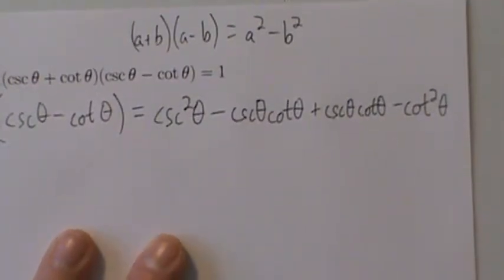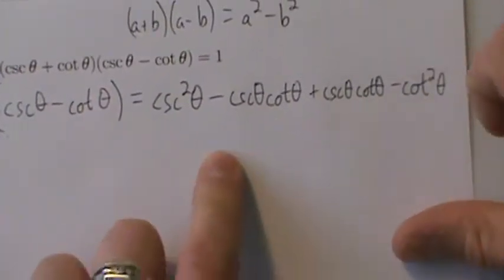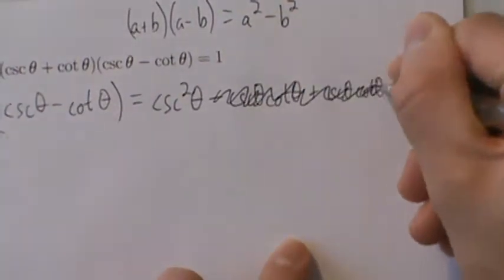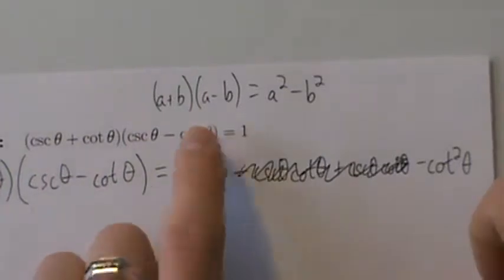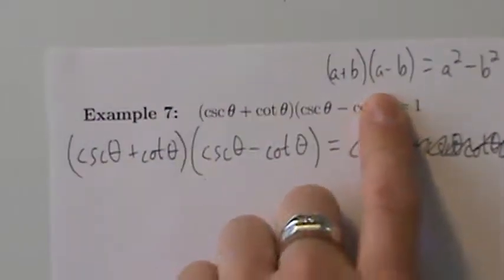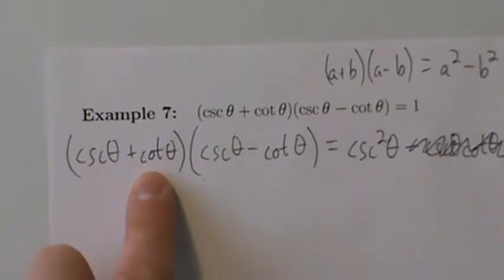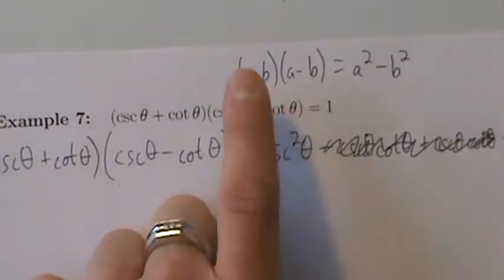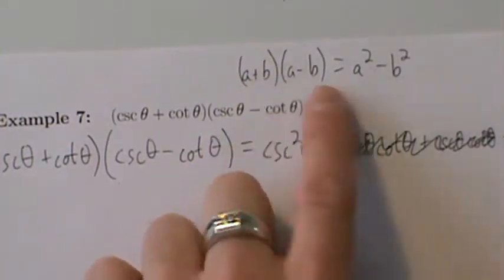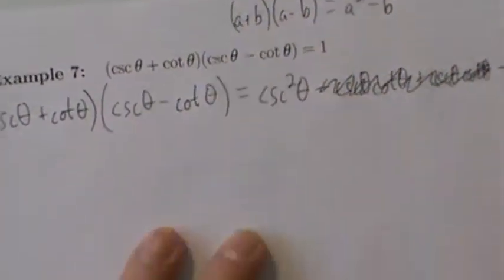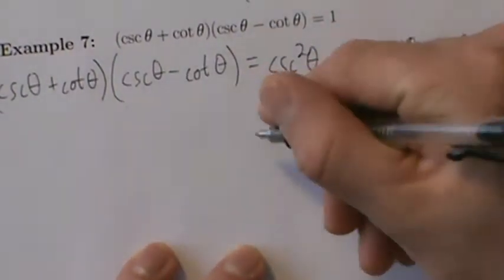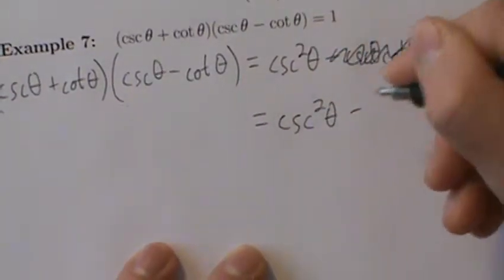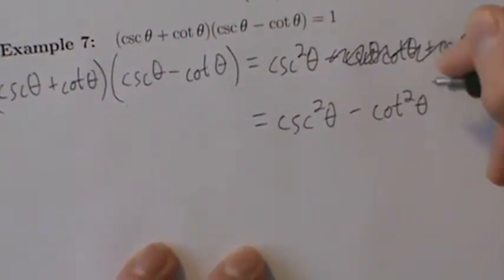Okay, so now what happens? Minus cosecant of theta cotangent of theta plus cosecant of theta cotangent of theta, so those cancel. Again, it's literally the exact same thing as what's going on here, but instead of a and b, we have more complicated expressions, cosecant of theta and cotangent of theta, and the exact same rules apply for foiling. The outer and inner cancel, just like they would for something less complicated. But again, we just want to show all the details. So now this is just cosecant squared of theta minus cotangent squared of theta.